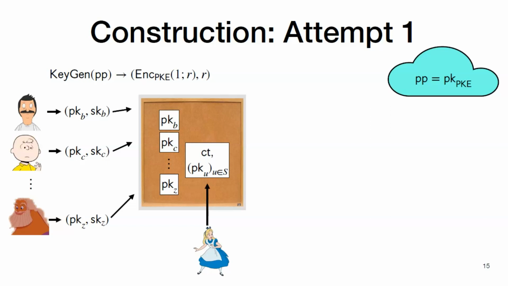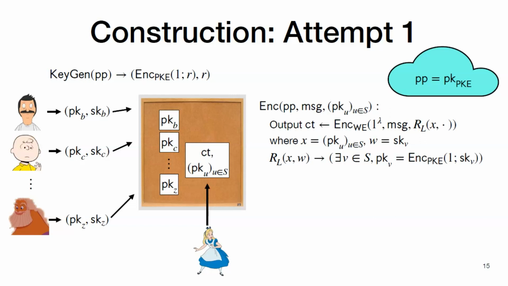And then to generate keys, each user will just generate an encryption under this public key for an encryption of 1. And the secret key associated with each user's public key will just be the randomness used to generate this encryption of 1. So clearly, each user can generate these encryptions themselves and keep their own secret keys. Now I need to tell you how Alice will actually broadcast a message to an arbitrary subset of these users.